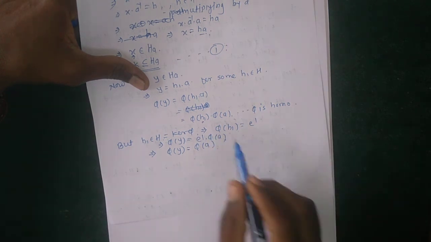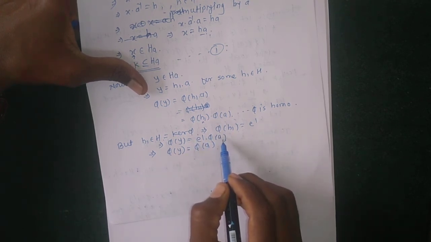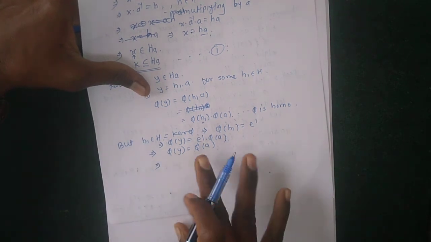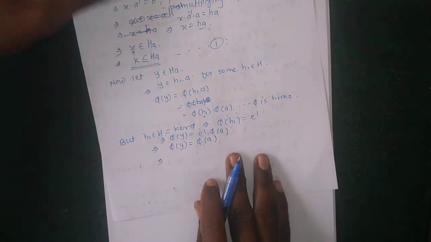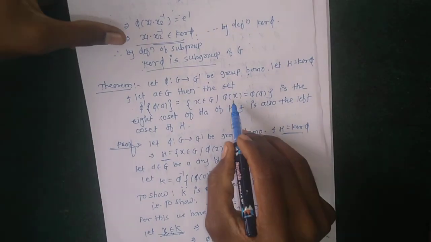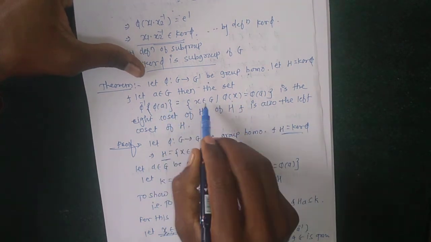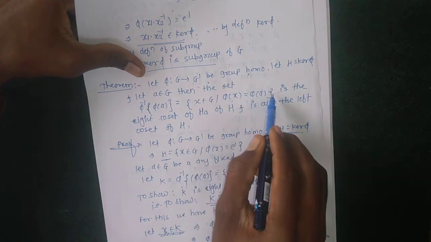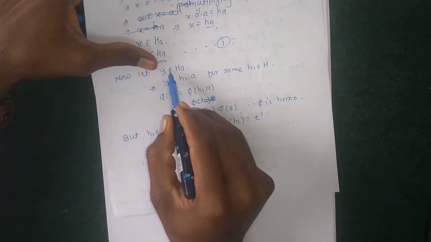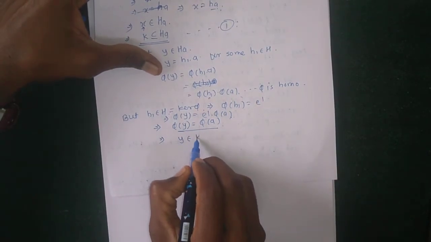We say this because G dash is a group, and these two elements belong to G dash, so identity into this element is equal to this element itself, which implies that phi of y equal to phi of A. This condition is the condition of the set: phi of x equal to phi of A, meaning this set contains the elements satisfying phi of x equal to phi of A. Okay, here y belongs to HA, and this y satisfies the condition phi of y equal to phi of A, which implies that y belongs to K.